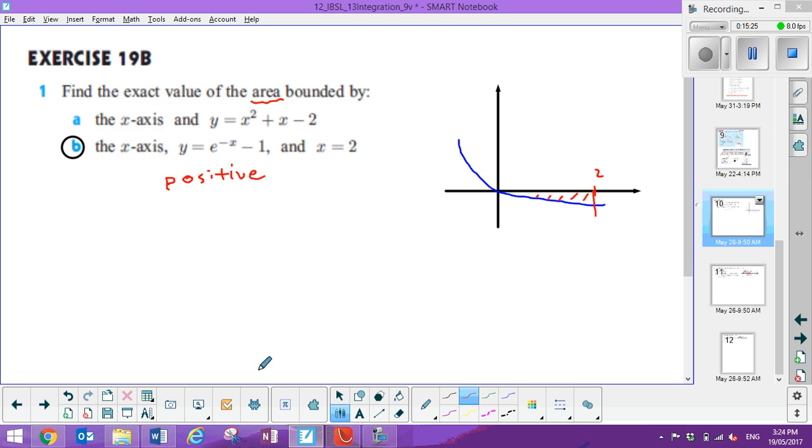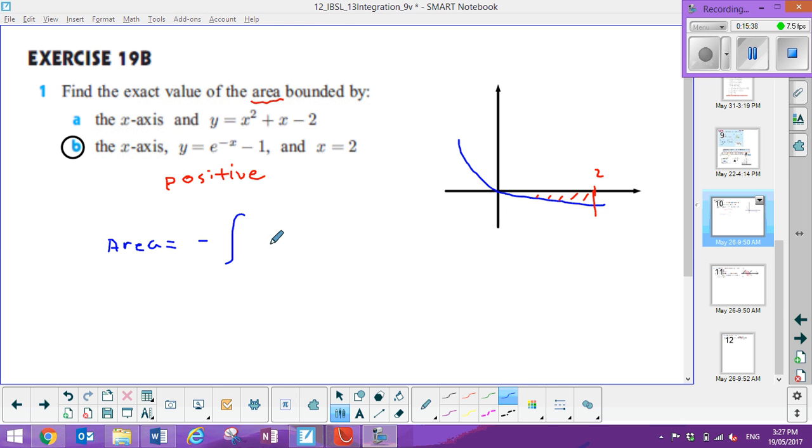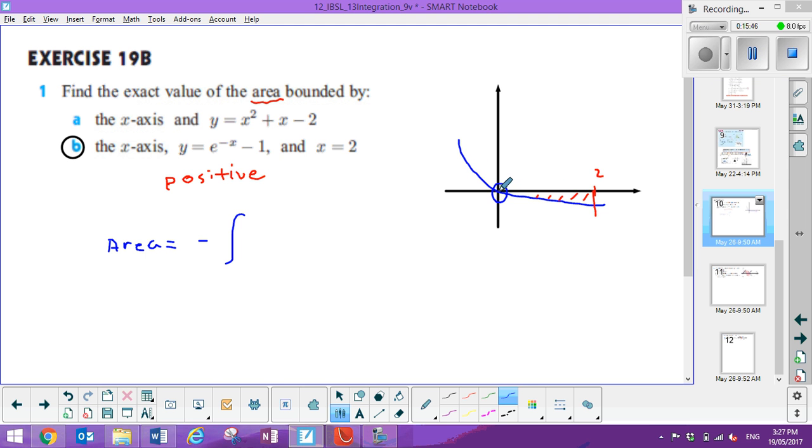So in that case, if we want the area, we want area equals the negative integral of the lower bound, sorry, got interrupted there. So we want our area from a negative because we want to make it positive. You should be able to work out that the point of intersection here is 0 because it was at 1 and it's shifted down. So we're going from 0 to 2 of brackets e to the minus x minus 1 dx. Anyway, we'll leave you to do that one. Try and do it without a calculator and with a calculator.